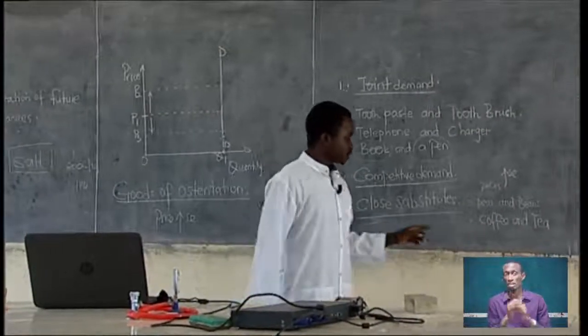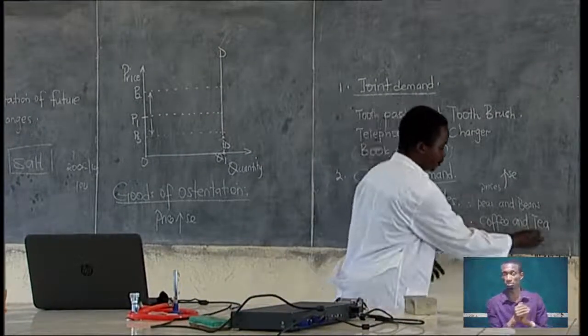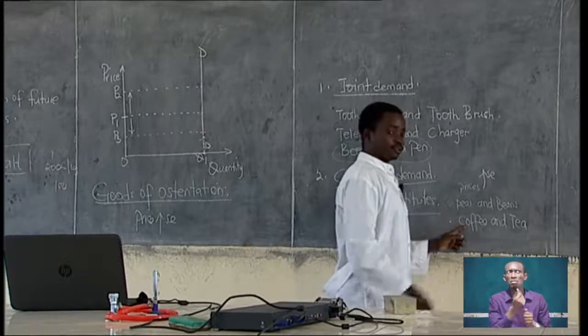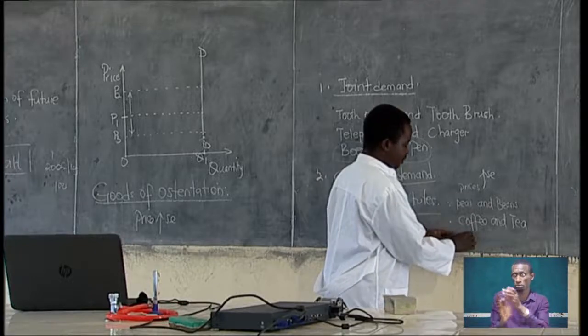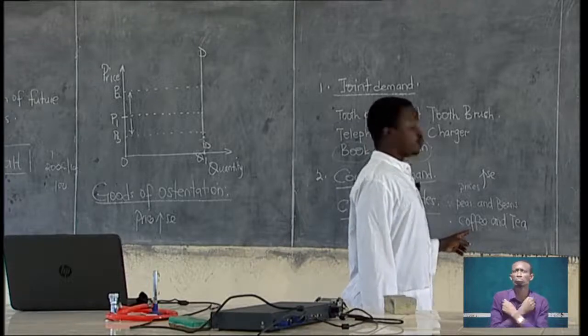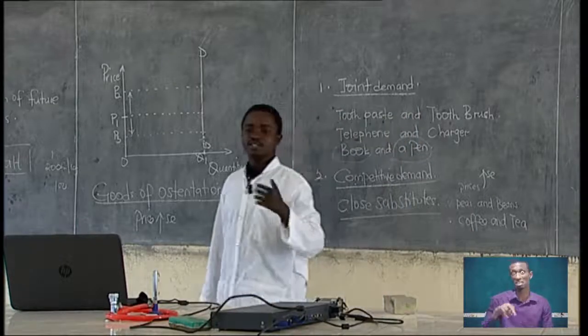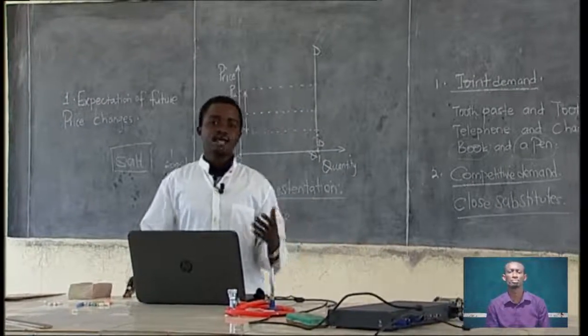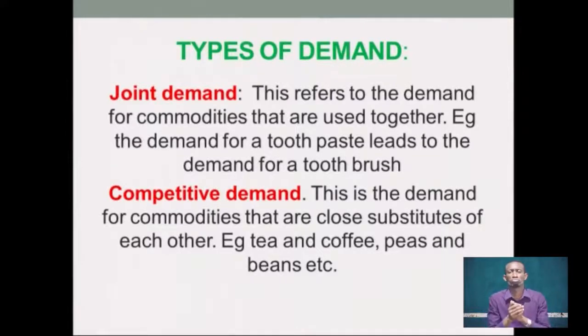If there's an increase in the price of tea and the price of coffee has not increased, this will increase the quantity demanded of coffee. It will create more market for coffee. So that is competitive demand. Demand for goods that serve the same purpose. Demand for substitutes. That is what we call competitive demand. And I should be able now to give examples of substitutes.